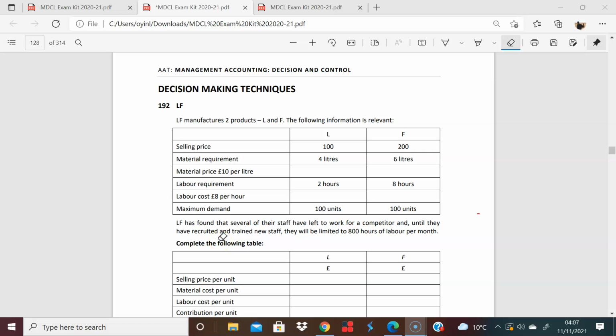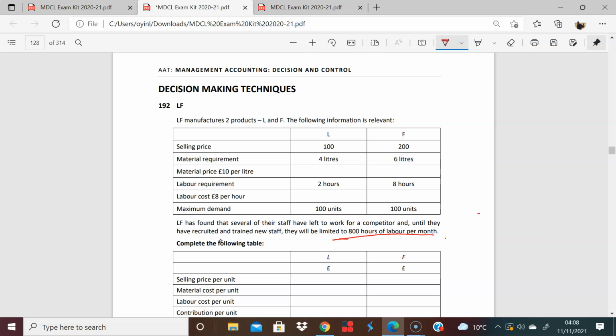Okay, right. So let's look at decision-making techniques in the short term, sometimes referred to as key factor analysis or key limiting factor analysis. What we're trying to do here ultimately is to make the best use of a scarce resource. Typically, you will be told the scarce resource, and you can find it.